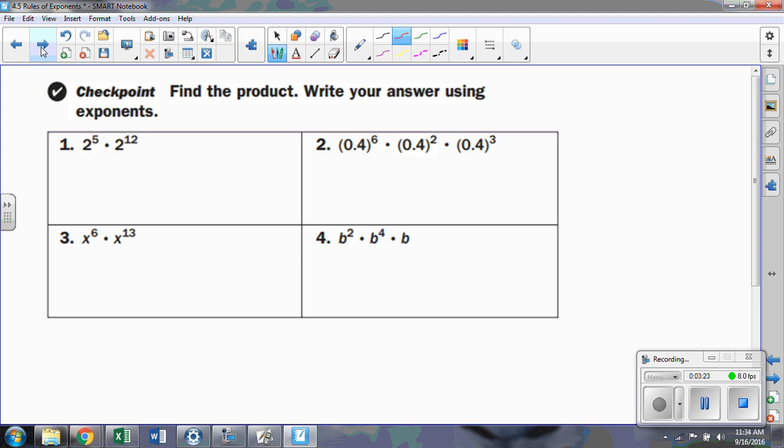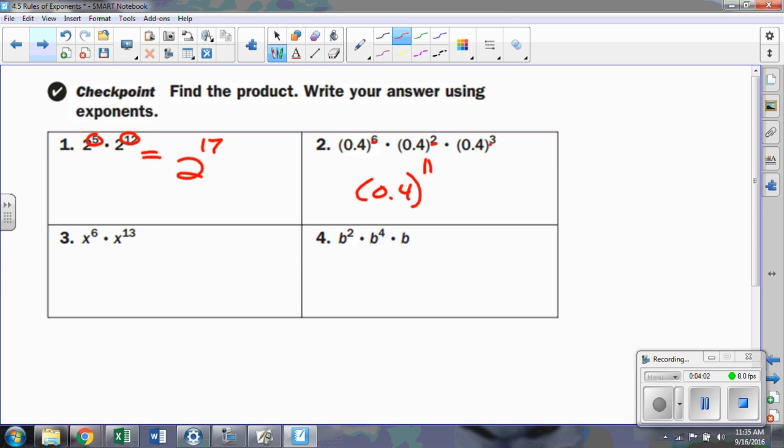So let's write these with exponents. 2 to the 5th times 2 to the 12th would equal 2 to what exponent? 5 plus 12 equals 17. We're done. Having a bunch of repeated multiplications of 0.4, let's get the exponent. 6 plus 2 plus 3. We're done.